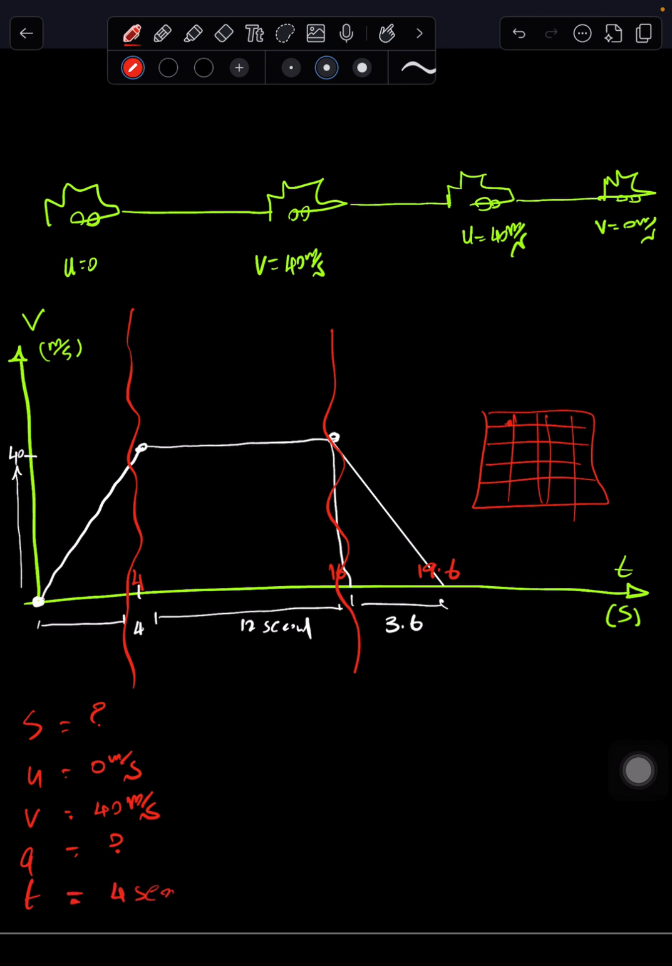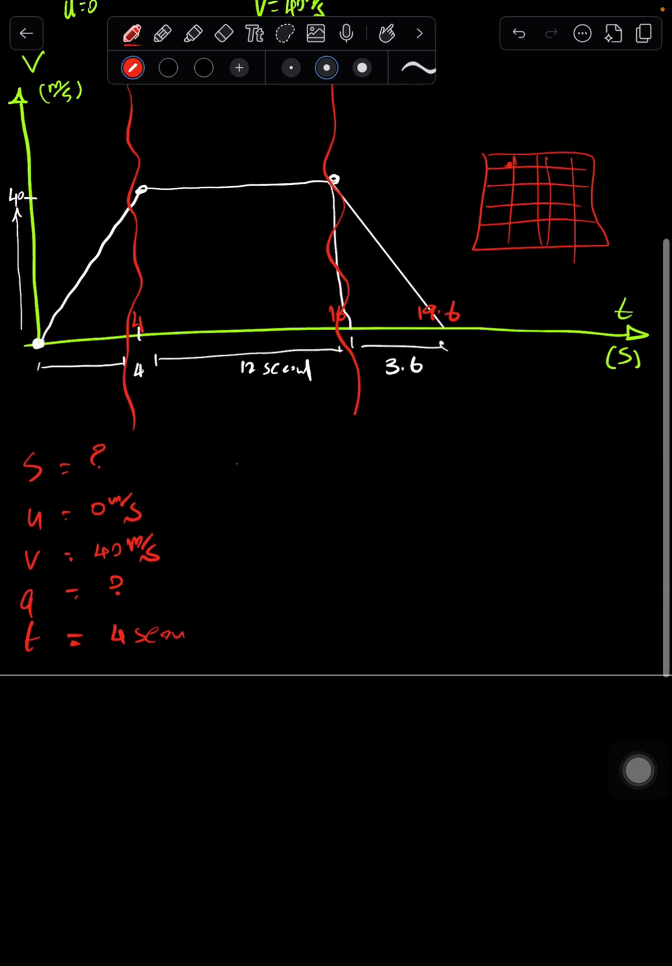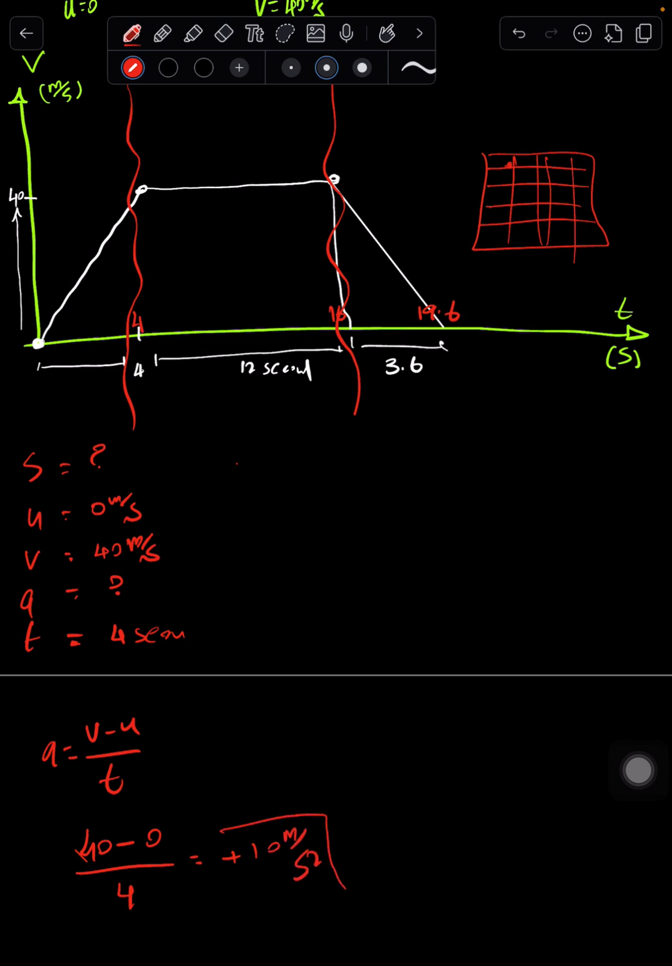Substitute into the formula a equals v minus u over t to find the acceleration. That's 40 meters per second minus 0 meters per second over a time of 4 seconds, which gives a positive 10 meters per second squared of acceleration. This means the car increases its speed by 10 meters per second for every second. So 4 times that is 40 meters per second.